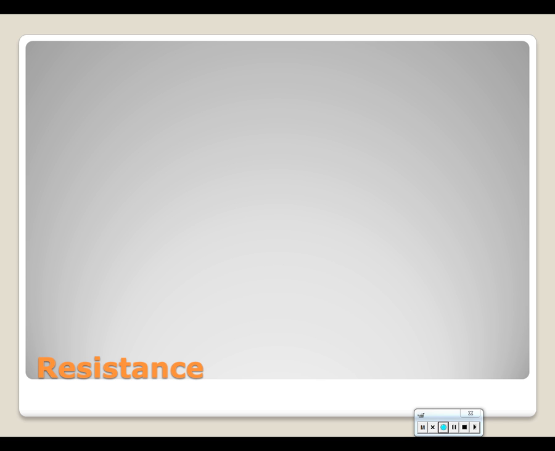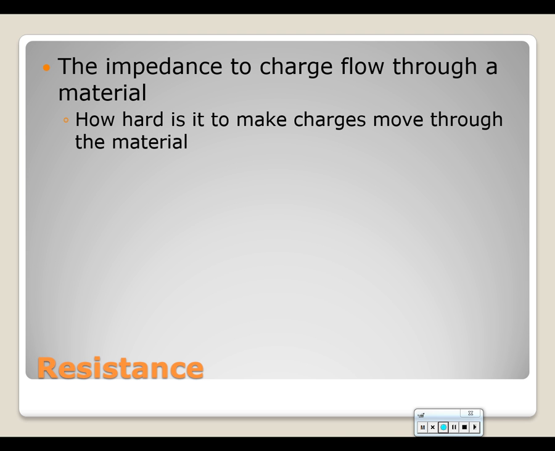All right. By definition, so this is the one that has the ball on the very front page. We're on page 3 right now, maybe page 4 actually. So, our last page. By definition, resistance is the impedance to charge flow through a material. That's a fancy way of saying how hard is it to make charges move through that material.